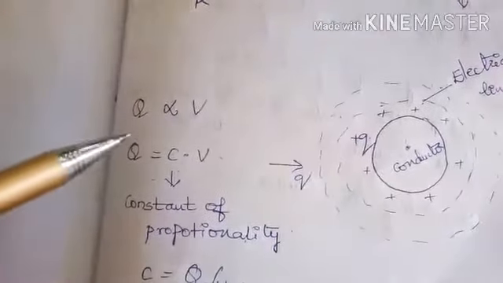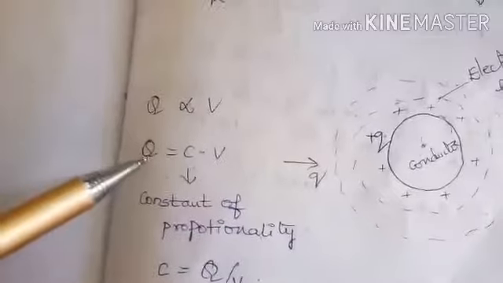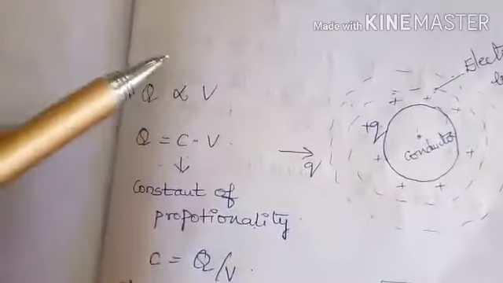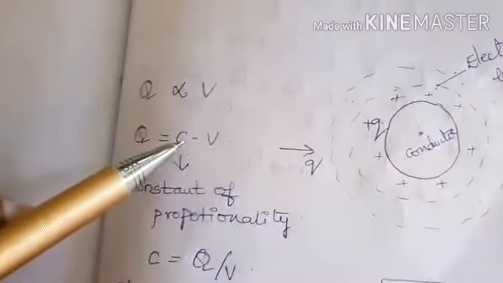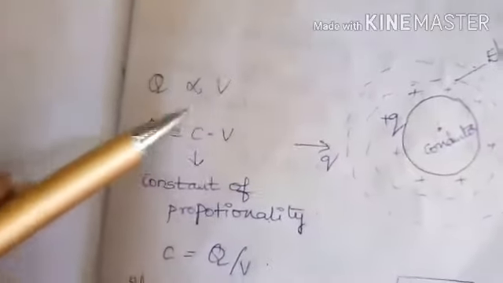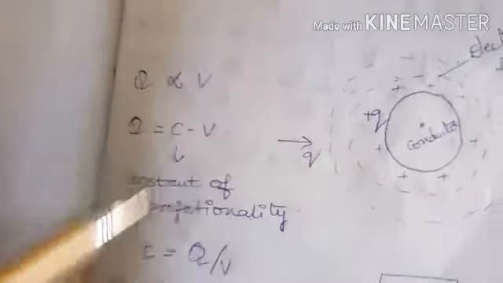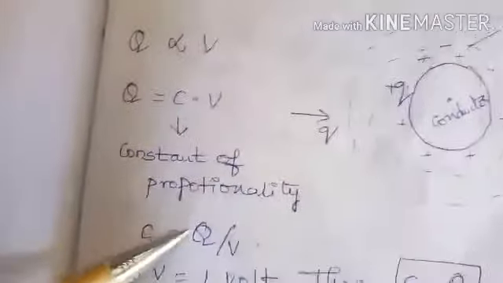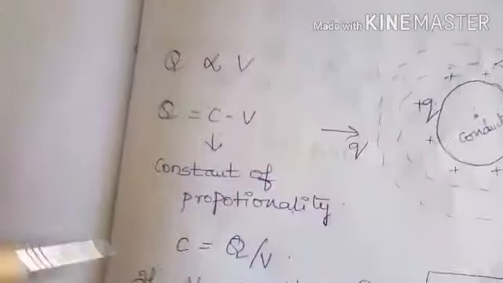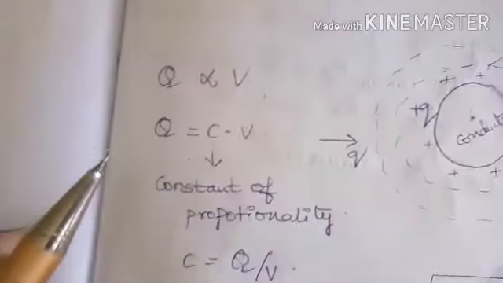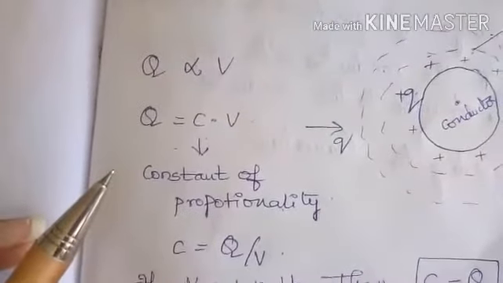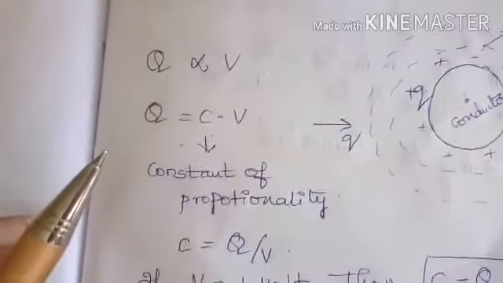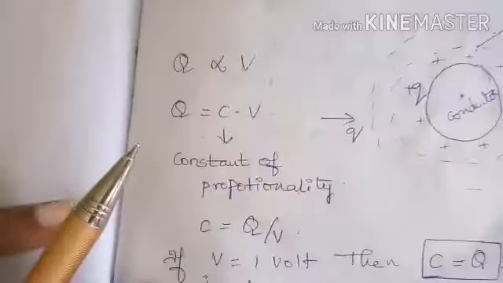So we can say that q is directly proportional to v. So q is equal to, if proportionality is removed, then we get a constant c into v. So c is nothing but capacitance here. So we can derive the expression c equals q by v. From this equation we can say that the amount of charge given to the conductor to increase the potential by 1 volt is nothing but the capacitance.